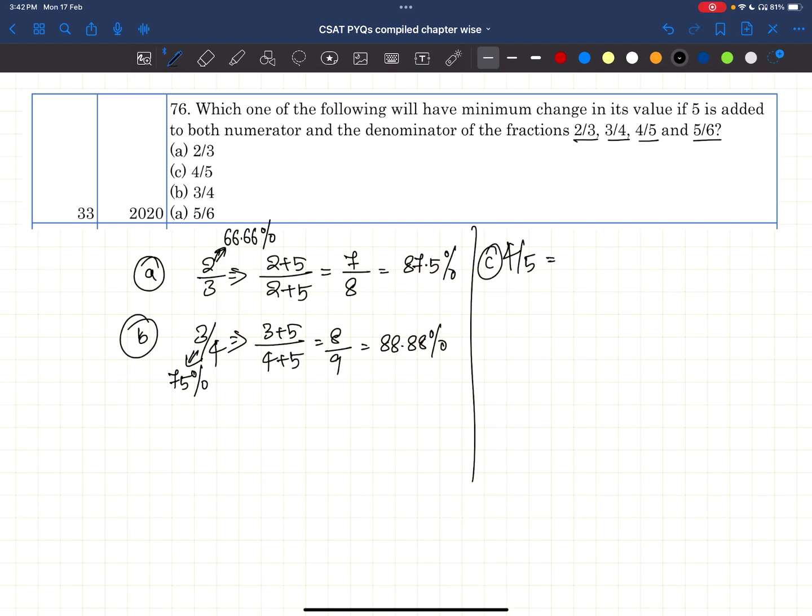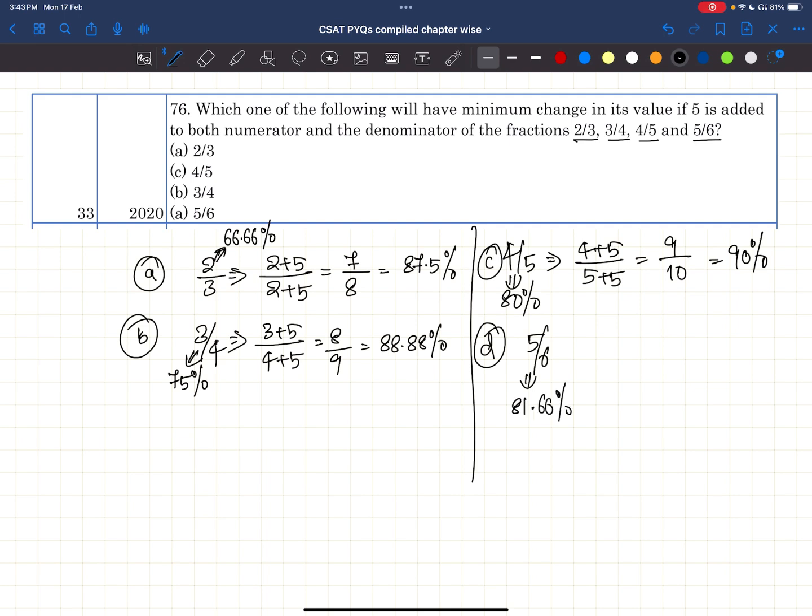Right. So what we are doing? We are adding 5, that is 9 by 10, that is 90%. What is this value? This value is 80%. 5 by 6. 5 by 6 represents what? 81.66%. Okay. We are adding 5. That means 10 by 11. The equivalent percentage will be 90.90%. What is it asking? Which one of the following will have minimum change in its value if 5 is added?